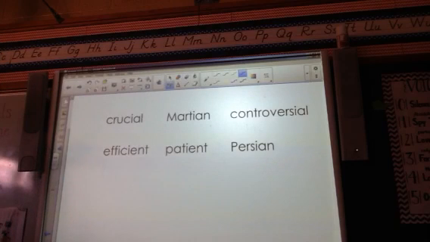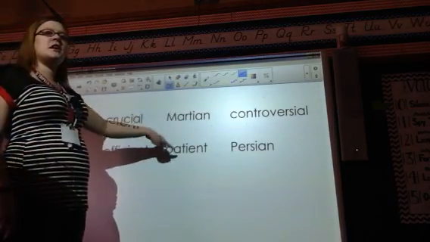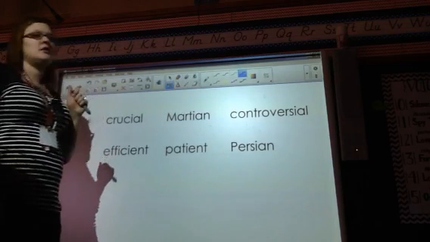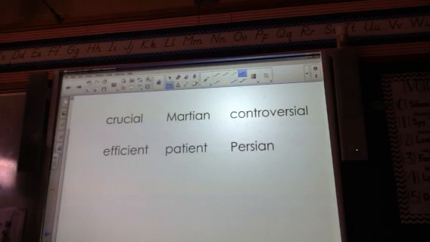Okay, but in the middle of long words, it does something a little bit different. Let's keep looking at the other words and see if we can figure it out. Is there anything that these two words have in common? Jacob, what do you see? They both have TI in the middle.